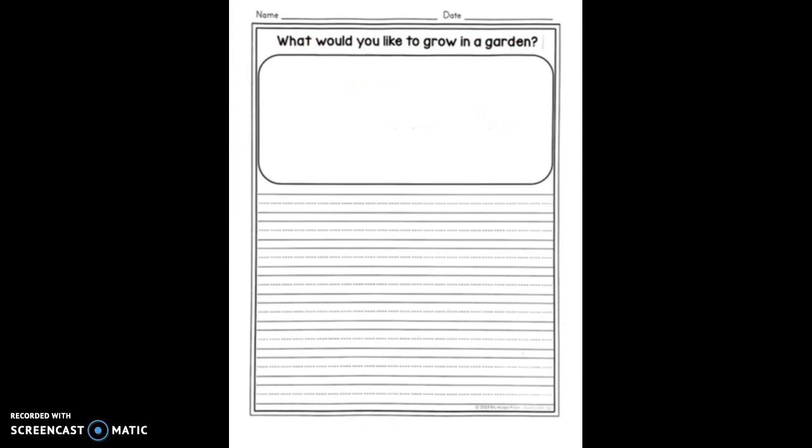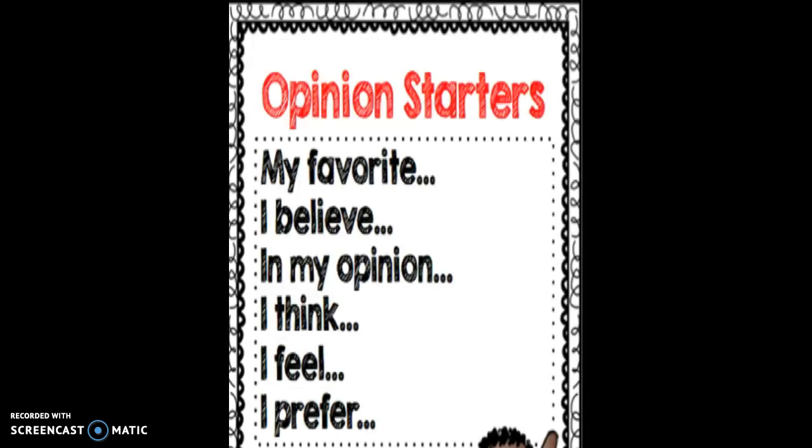For your paper today, it says this: what would you like to grow in a garden? How can we start out this writing? Did you know there's something called an opinion starter? You can start your writing with any of these choices, and I'll let you know which one I'm choosing, but you don't have to choose the same one as me. You can start out your paper with my favorite, I believe, in my opinion, I think, I feel, I prefer.